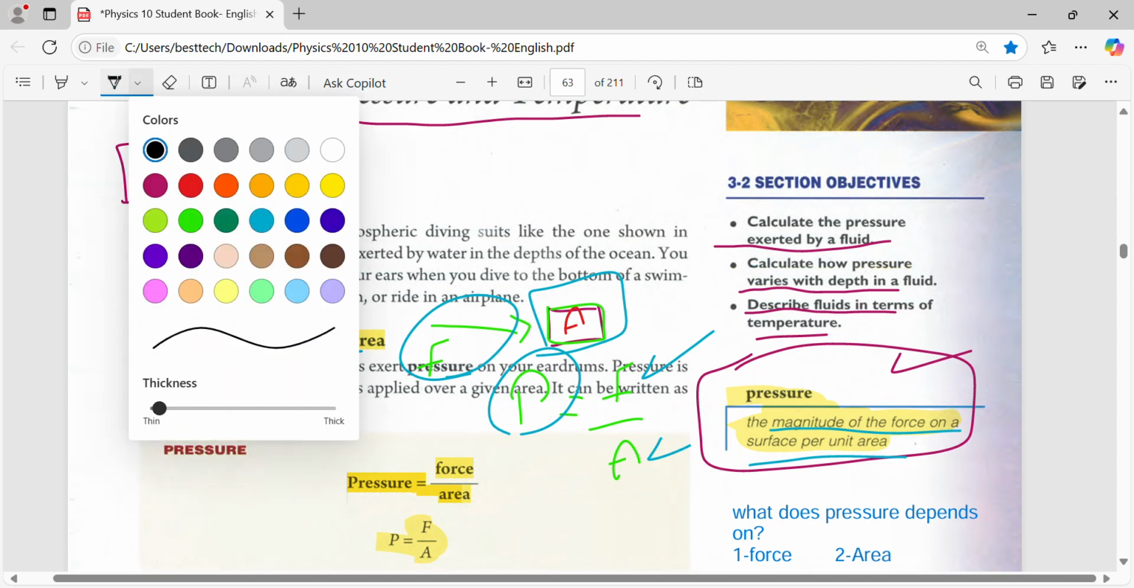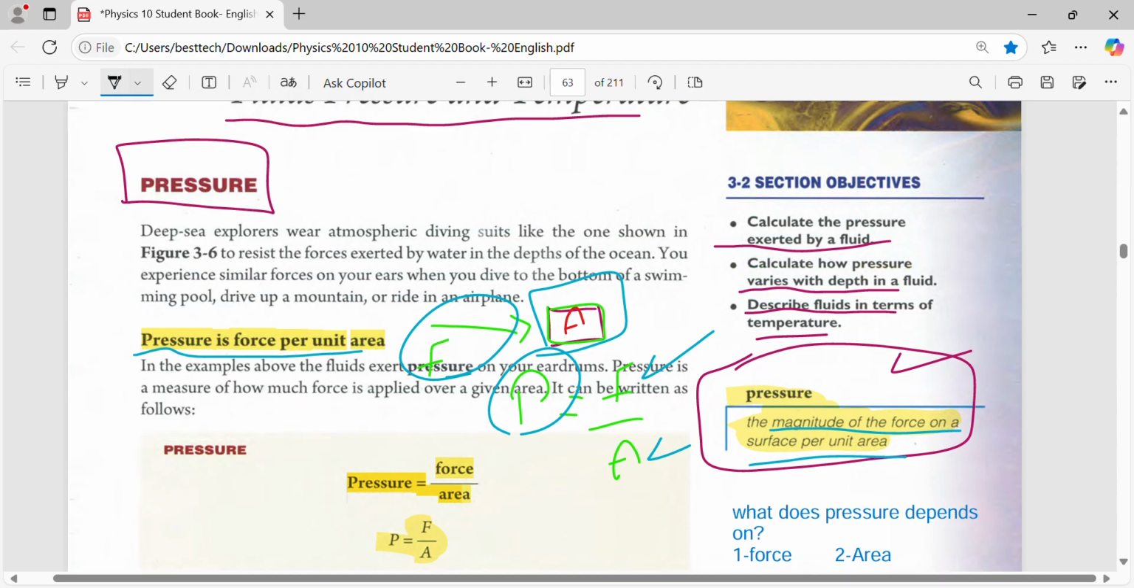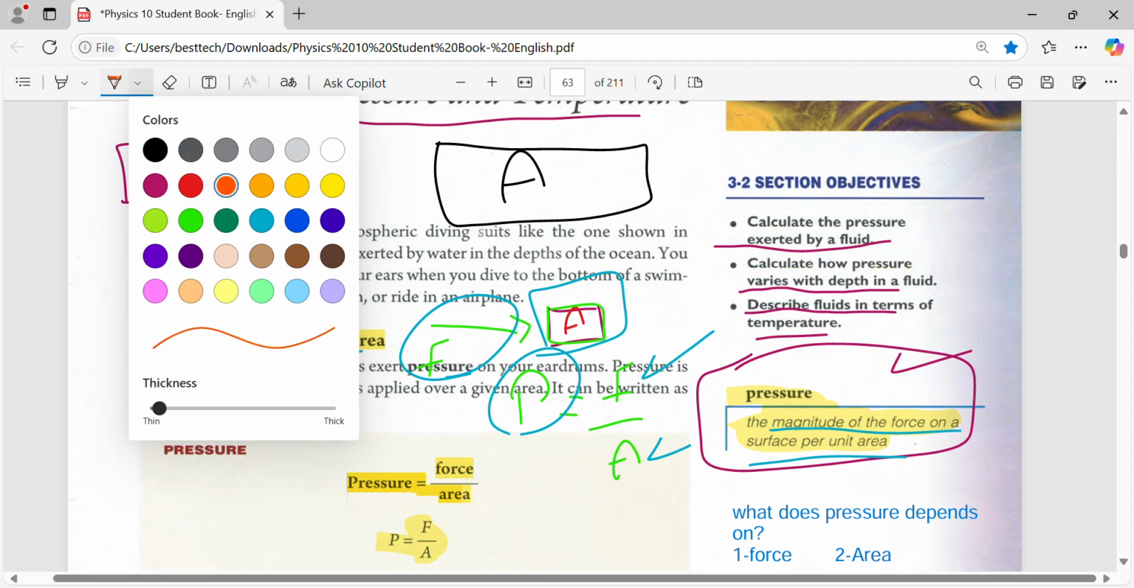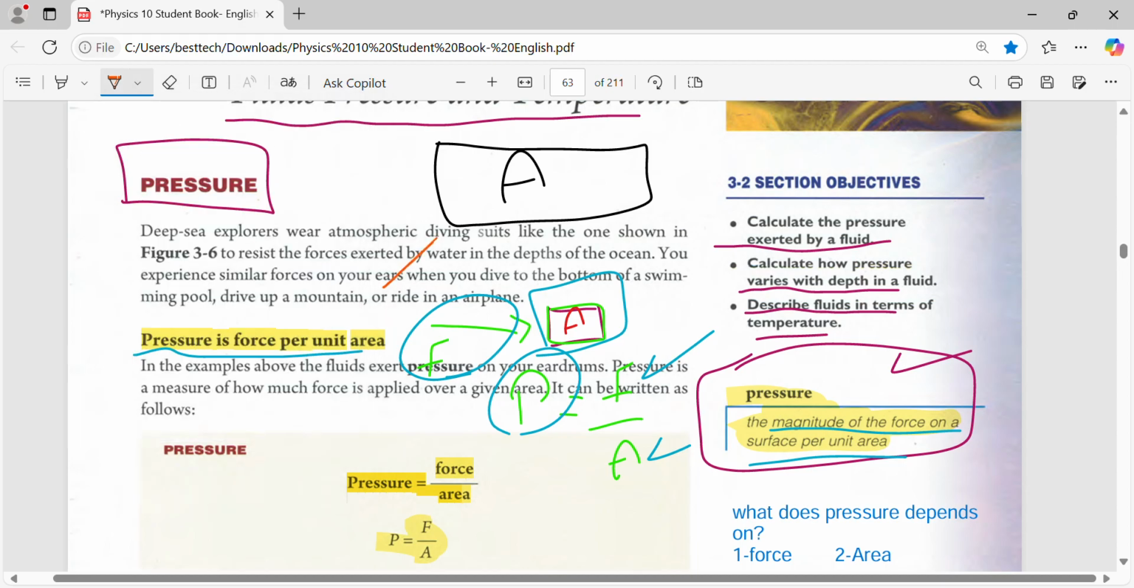In general, it was pressure. For example, look, we have this area, and I would like to apply a force on it. Applying force on this area is called pressure, because pressure is equal to what? Force over area. So now you understand pressure is equal to force over area.